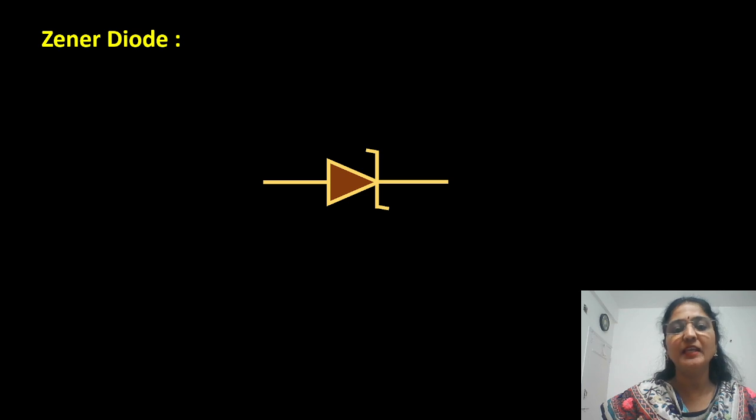If you apply reverse voltage to a PN junction diode, it will break down after a certain voltage. But a Zener diode works in reverse bias in the Zener breakdown region. So basically, a Zener diode is nothing but a PN junction diode. First of all, we will see the normal PN junction diode.